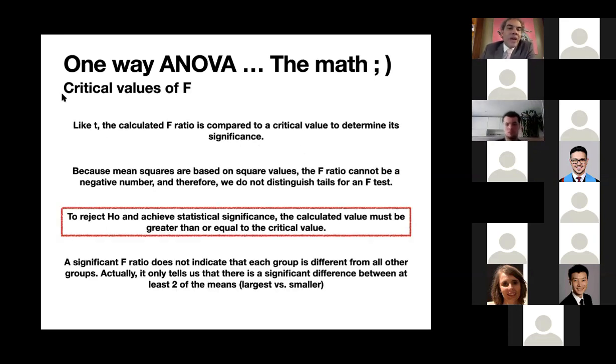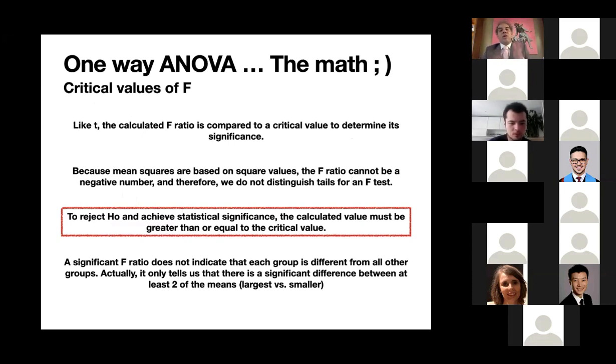Now we'll talk a little bit about the critical values of F. Like t, the calculated F ratio is compared to a critical value to determine its significance. We know that because that's how all statistical tests work. Here, because mean squares are based on squared values, the F ratio cannot be a negative number, because we're working with squares. Squared values do not have negative numbers. And therefore, we do not distinguish tails in an F test.